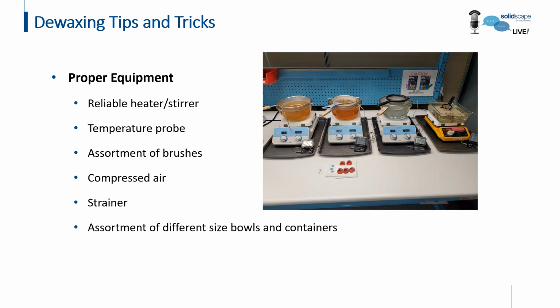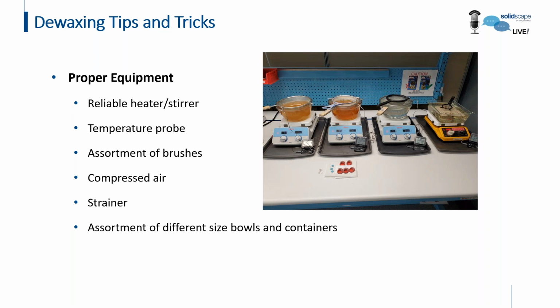One of the things that we talk about is the heater stirrers. It's important to get a good heater stirrer, one that's reliable, but you also need to have a temperature probe because you need to monitor the temperature of the VSO. And we do not want that VSO to get any hotter than 55 degrees Celsius.